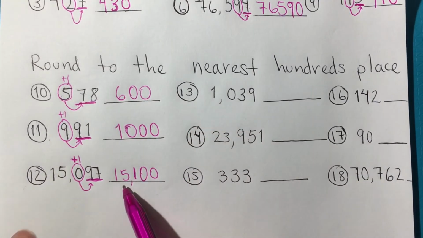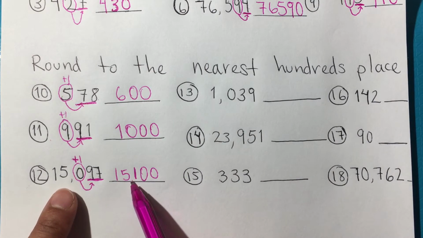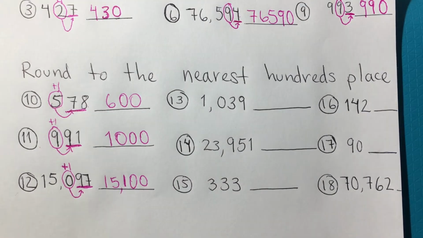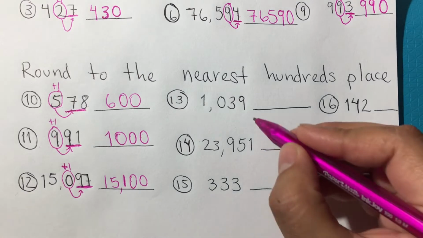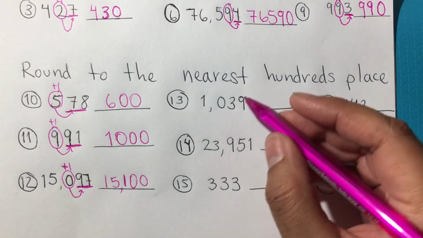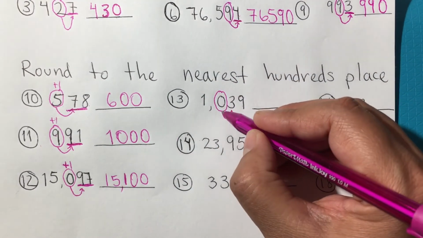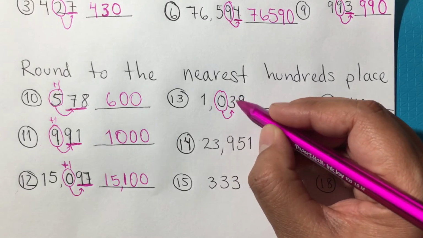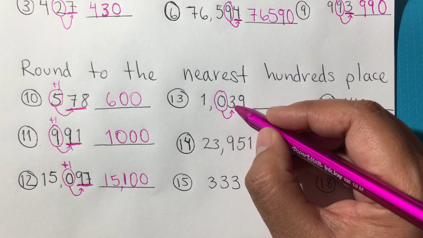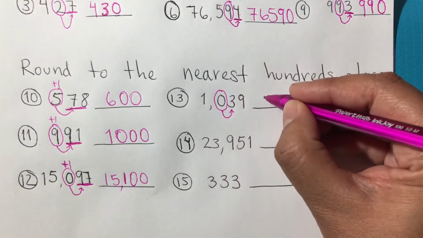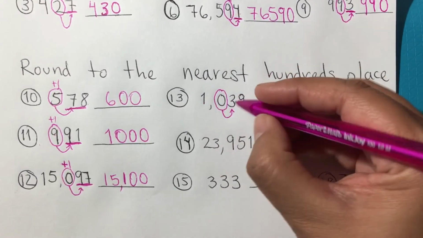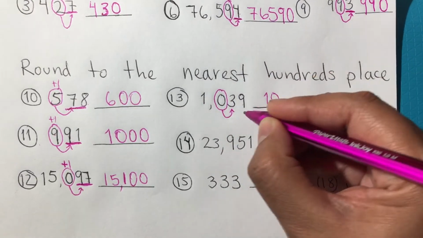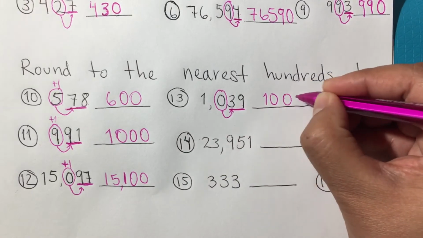Okay, the comma, so 15,100. The more we practice, the better we get at it. So ones, tens, hundreds. So in here is the hundreds. The next number on the right is a 3, so it stays. So we copy this, that one stays, and these become zeros.